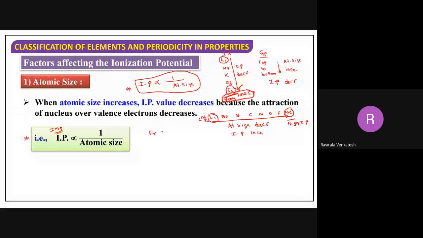Sir, in exam, which should we write, cesium or francium? Cesium only you need to write, because francium's half-life period is only 21 minutes. Only 21 minutes, so it is highly unstable. So whichever is highly unstable, critically, francium only. Experimentally, which one is correct? Cesium only. Okay. Given cesium and francium, what happened?